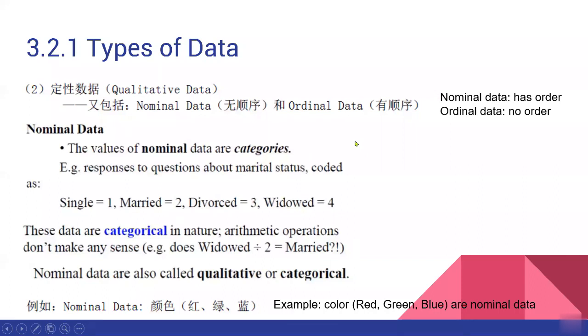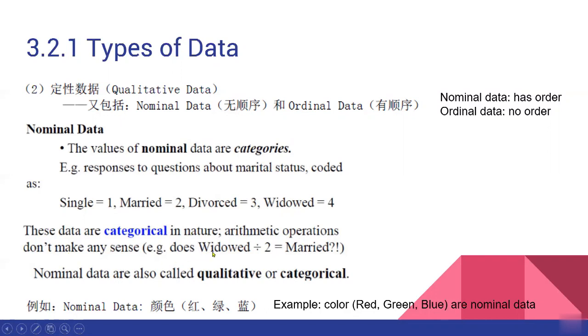Okay. For example, let's have a look at the nominal data first. The values of the nominal data are categories. For example, responses to questions about marital status coded as single as 1, married as 2, divorced as 3, widowed as 4. Here we have 1, 2, 3, 4 numbers, right? But the numbers here don't mean anything. These are just codes representing the marital status. So these data are categorical in nature. Arithmetic operations don't make any sense.